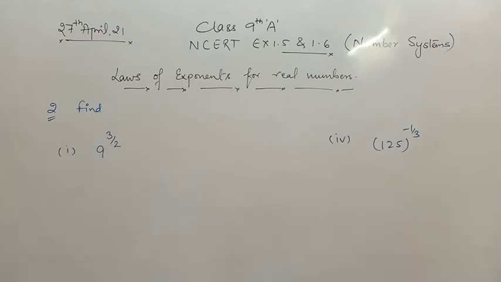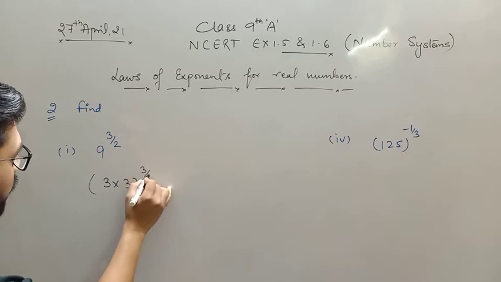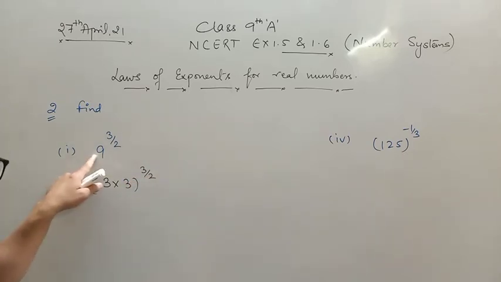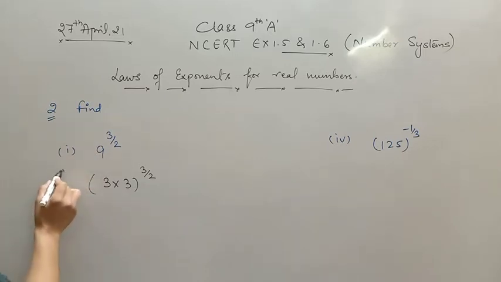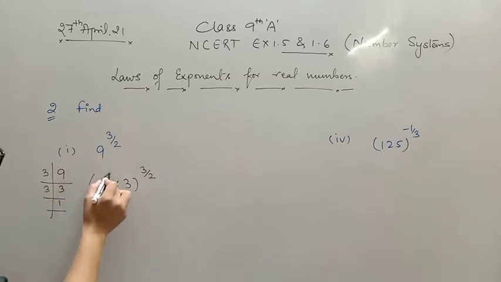Now again the second question is of the same form. Find 9 ki power 3 by 2. So again what I can write, 3 into 3 ki power 3 by 2. How do I get 3 into 3? By factorizing 9, right? So 9 can be factorized like this, 3 3s are 9 and 3 1s are 3. So now can I write 3 ki power 1, 3 ki power 1, right?